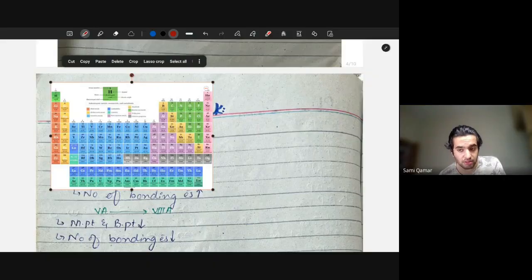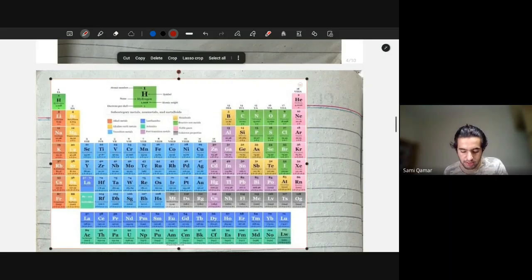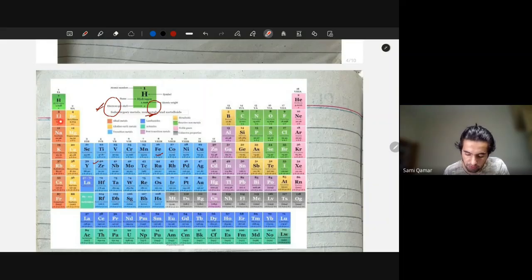Here we go. We have this. We can hide it when we are discussing that. So melting point and boiling point in periods. You can see here this is the first group, the second group, then this is our third group, and this is our fourth group, right?